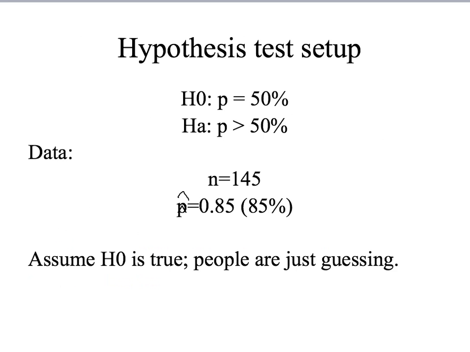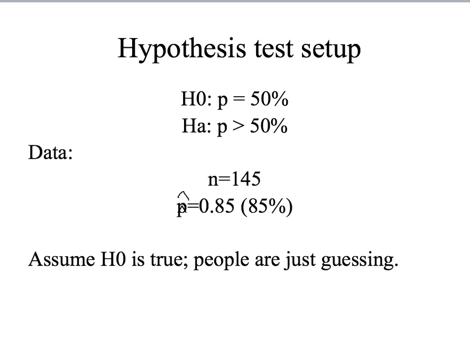So we know the setup of our hypotheses. The null hypothesis, the equals, would be that p is equal to 50%. The alternative hypothesis, the inequality, would be that p is greater than 50%. We've got our data. We have an n of 145 and a p-hat of 0.85 or 85%. And it's really important when you're doing these to keep straight your p-hat and your p, because you have to be sure you know which one to use in which place.